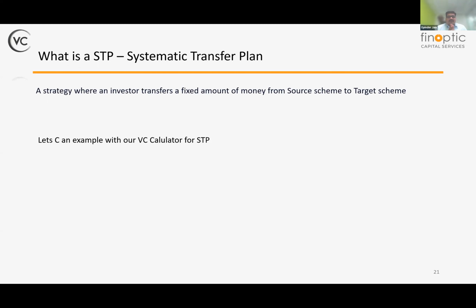Now the other concept, STP, that is systematic transfer plan. It is also a similar way of SIP. But having said that, here we park the money, the fixed amount, whatever the client wants to invest, into a source scheme and then we put it into a target scheme.